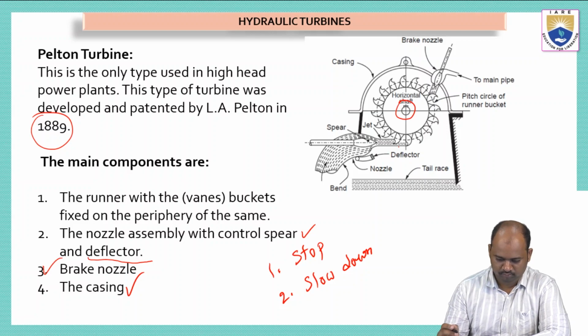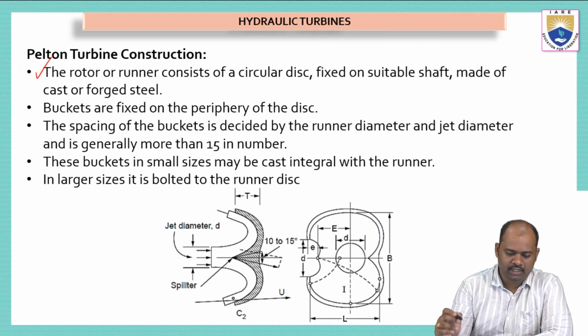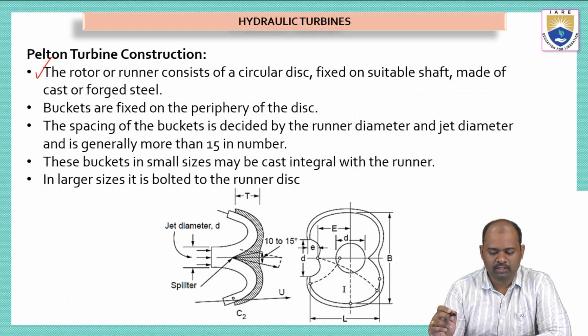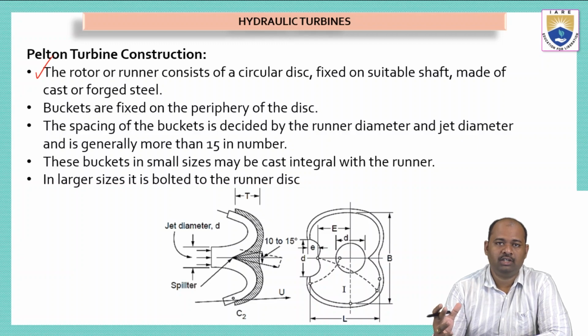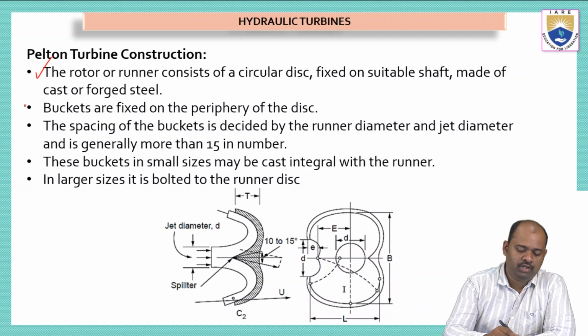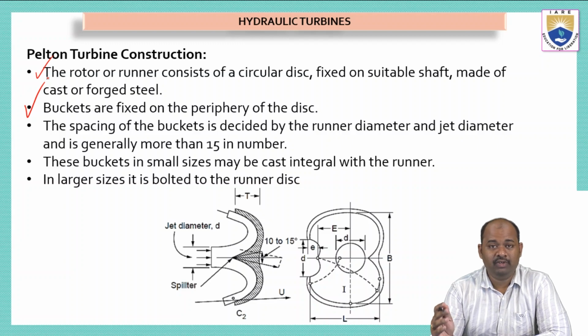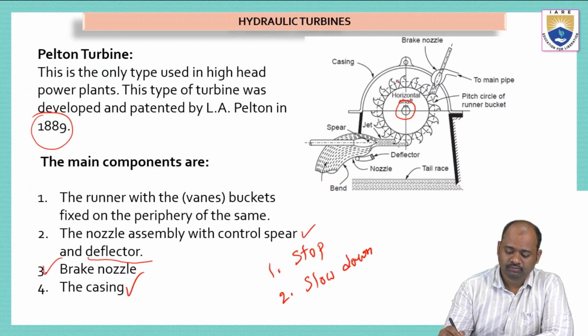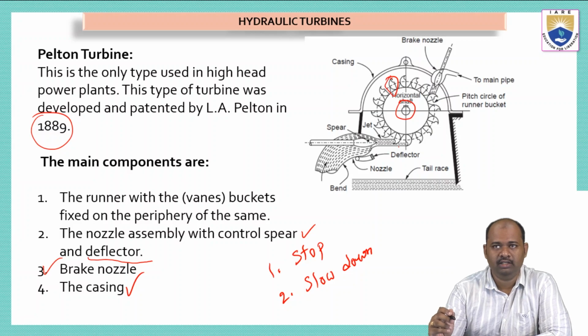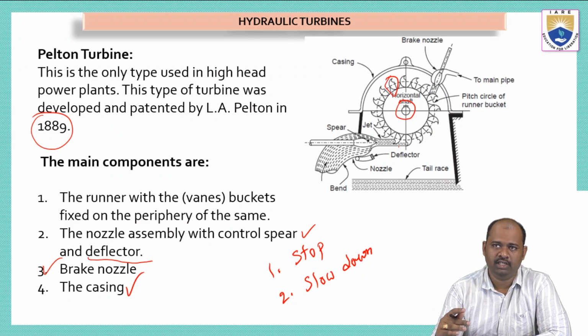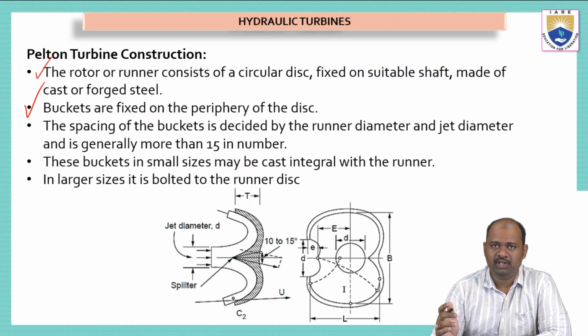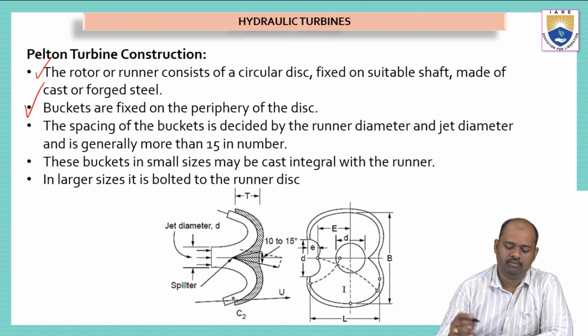Okay, so that is what is written here. So the rotor or runner consists of circular disc fixed on suitable shaft made up of cast or forged steel. And then second one is buckets are fixed on the periphery of the disc. So we can see these small things are called buckets, and these are fixed on the periphery, that is the outer side, on the circumference of the disc. Now the spacing of the buckets is decided by the runner diameter and jet diameter, and is generally more than 15 in number.